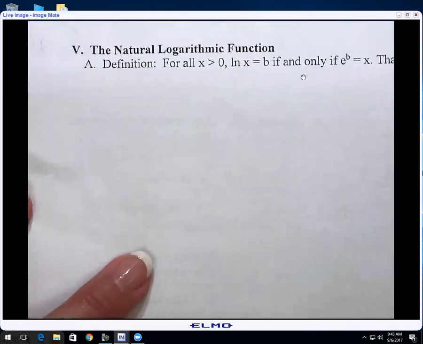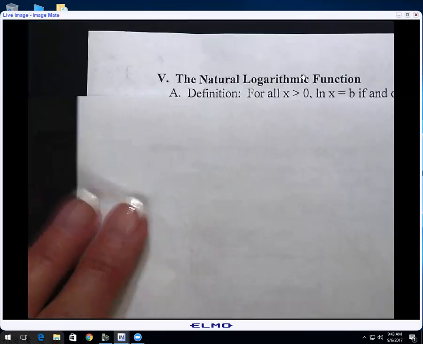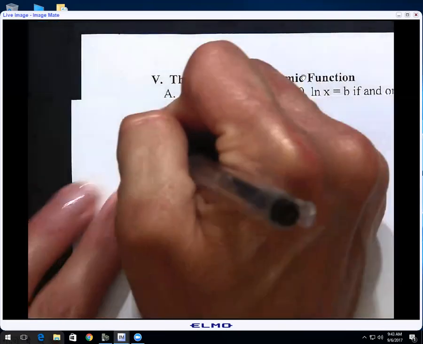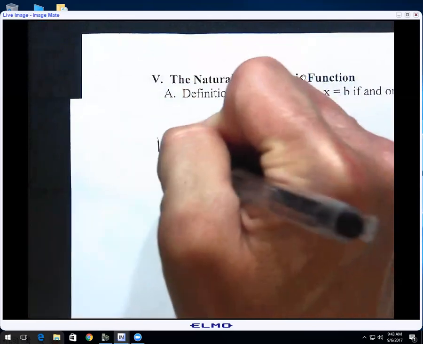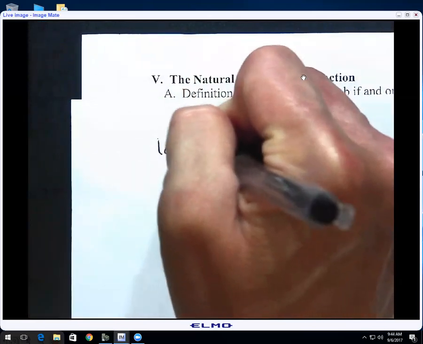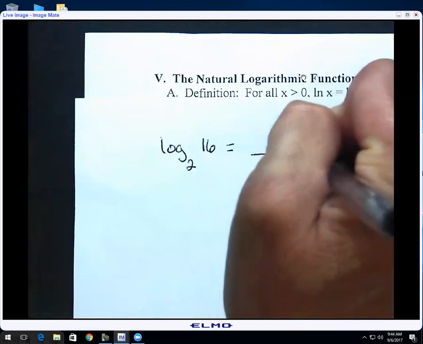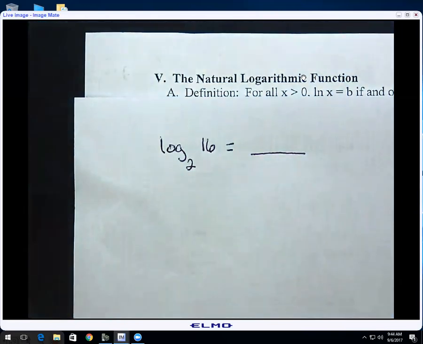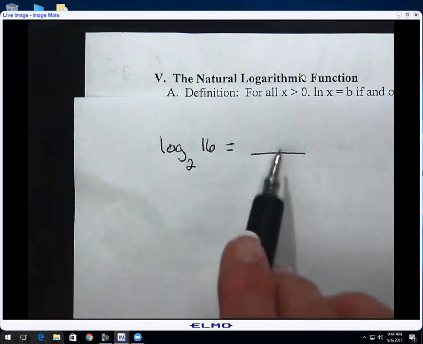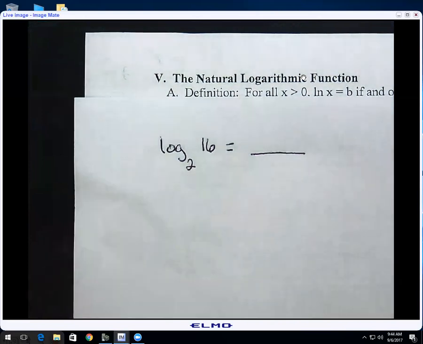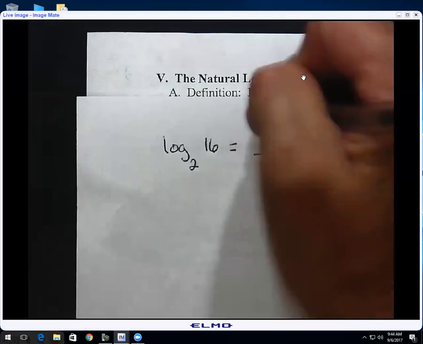Make sure you understand what logarithmic notation means. If I say log base 2 of 16 equals blank, then what I'm really asking you for is the exponent. I'm looking for the exponent of 2 that gives you 16. So you just count on your fingers to see how many times you have to multiply 2 by itself to get 16, and it's 4.